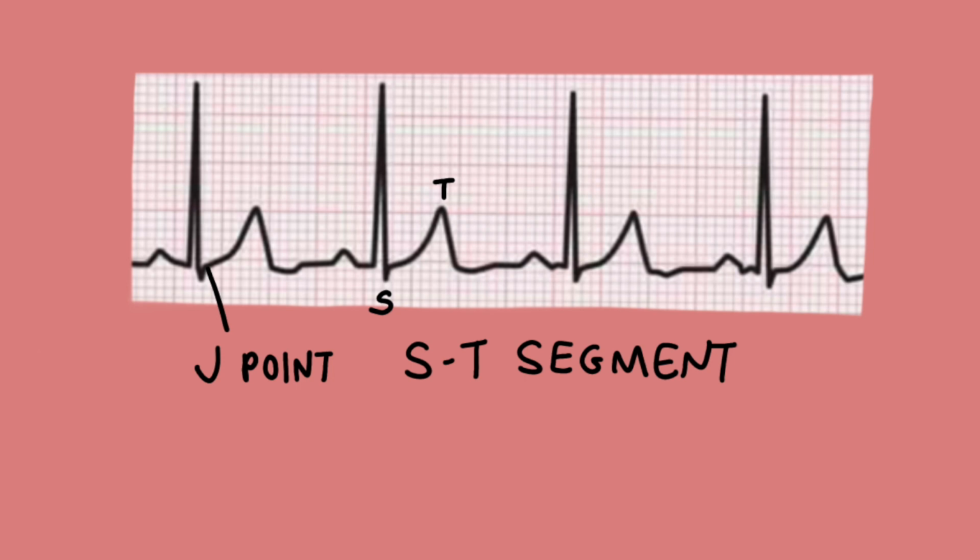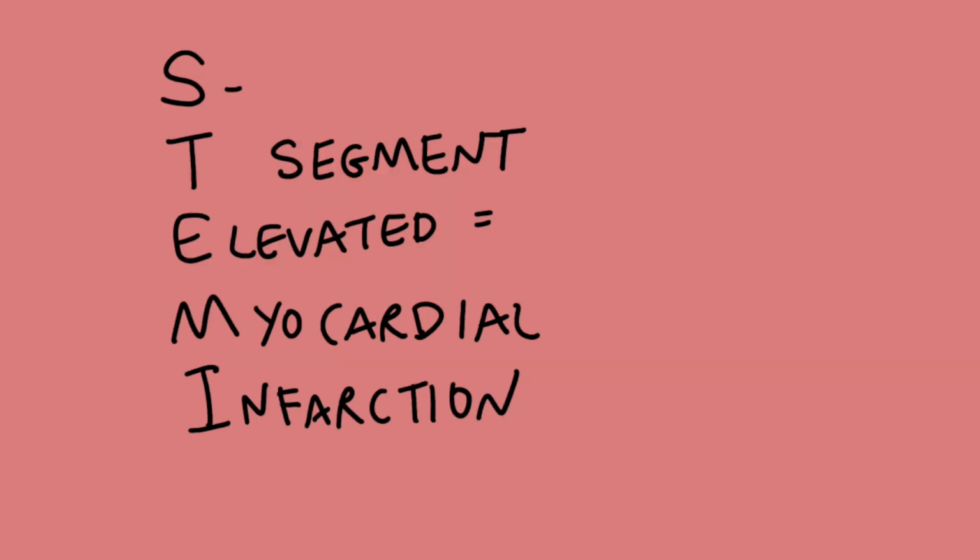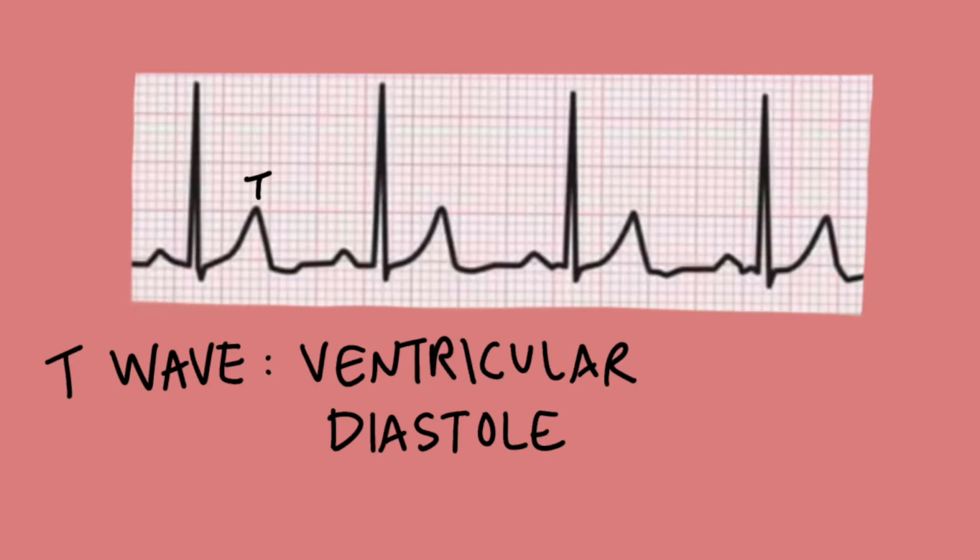The return to baseline is sometimes known as the J point, and this is in the middle of the ST segment. If this baseline is elevated, it can indicate an acute myocardial infarction or heart attack, and you can use the mnemonic STEMI to help remember this. Finally, the T wave represents ventricular diastole.